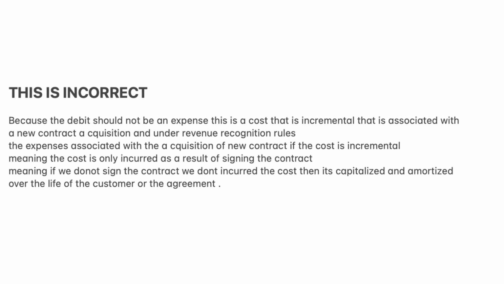This is incorrect. Because the debit should not be an expense, this is a cost that is incremental, associated with a new contract acquisition, and under revenue recognition rules, the expenses associated with the acquisition of a new contract, if the cost is incremental, meaning the cost is only incurred as a result of signing the contract. Meaning if we do not sign the contract, we don't incur the cost, then it's capitalized and amortized over the life of the customer or the agreement.